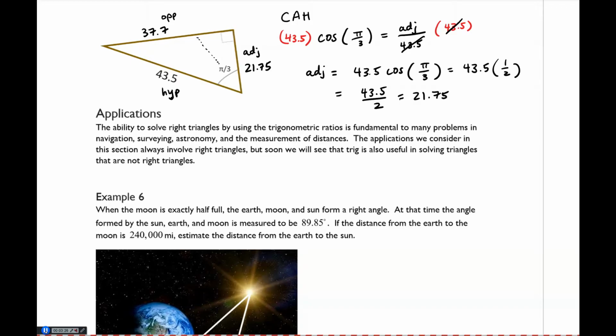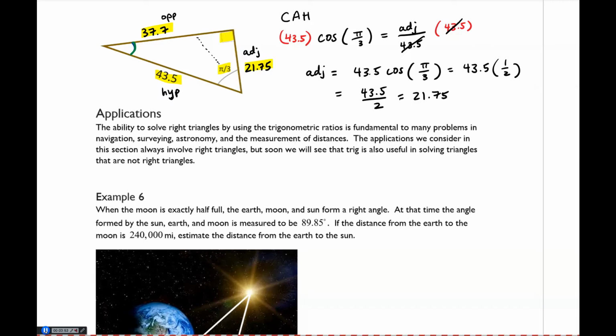So now we know all of the side lengths. I'll just go ahead and highlight those. And we know 2 out of the 3 angles. So now we just need to solve for this last angle here. And the way that we can do that is by using the fact that the sum of the angles needs to be 180 degrees or pi radians.